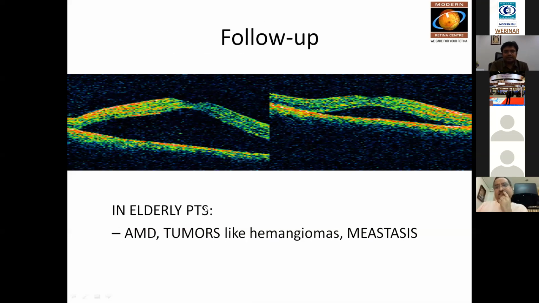Now, if such a fluid is seen in very elderly patients, maybe 60 or 70 years of age, we should not wait. This is an indication to refer to a VR surgeon, because in elderly patients, sometimes the fluid at this level could be because of age-related macular degeneration. For example, an extramacular or extrafoveal CNVM somewhere along the peripapillary area or along the arcades, there will be only a serous detachment at the fovea. That is not CSR, that is because of an active CNVM.